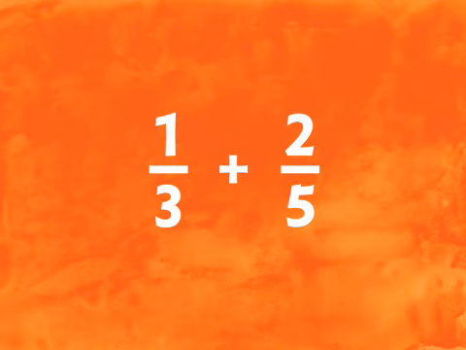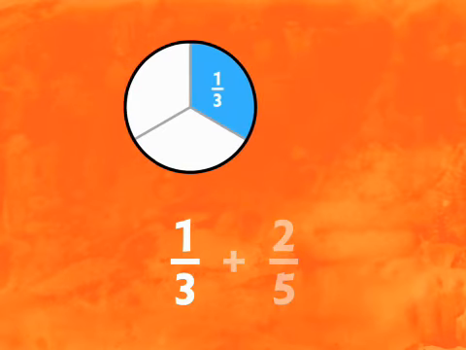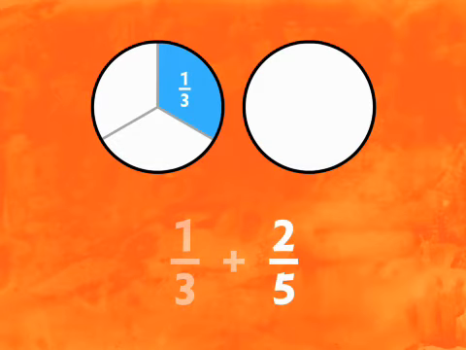How can we add two fractions with different denominators? For example, how could we add 1/3 and 2/5? Let's model each fraction. We'll start with 1/3. Divide a circle into 3 equal parts and shade one part. Now let's model 2/5. Divide a congruent circle into 5 equal parts and shade 2 parts.